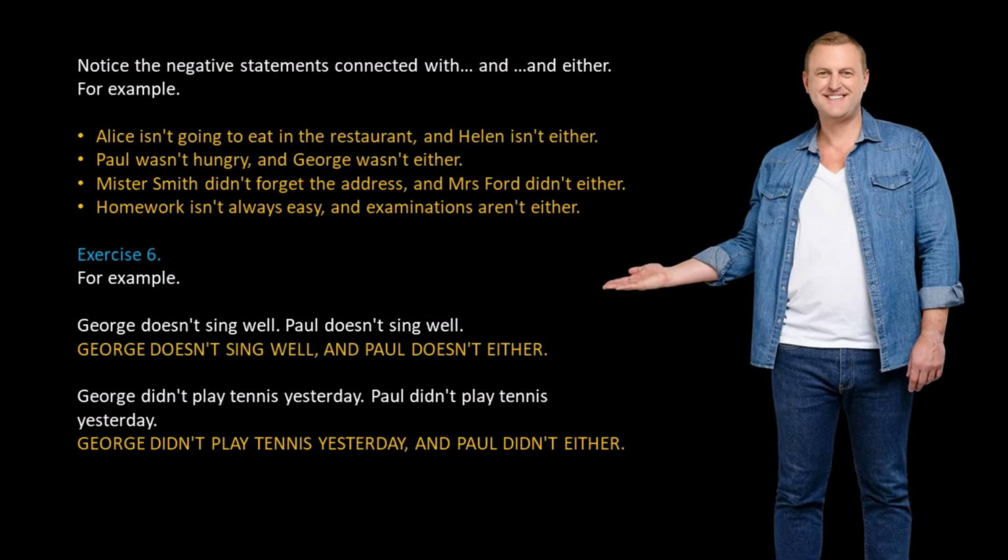Notice the negative statements connected with "and" and "either." For example, Alice isn't going to eat in the restaurant, and Helen isn't either. Paul wasn't hungry, and George wasn't either. Mr. Smith didn't forget the address, and Mrs. Ford didn't either. Homework isn't always easy, and examinations aren't either.